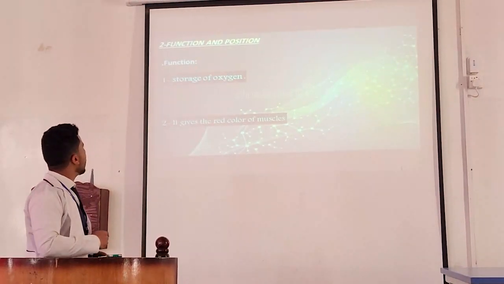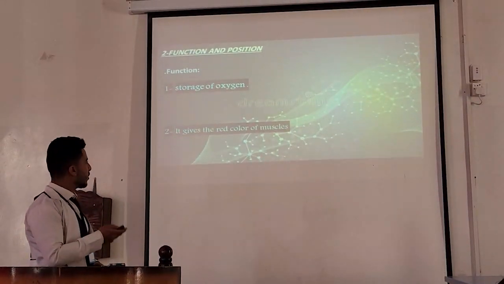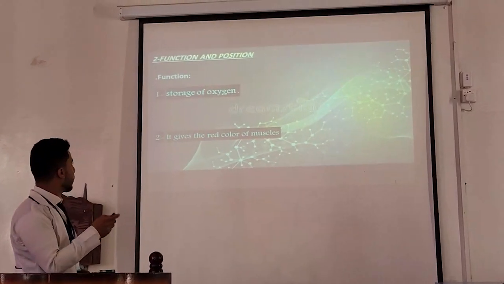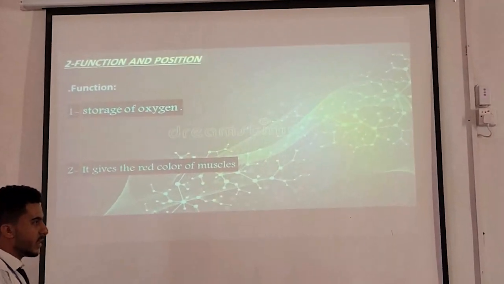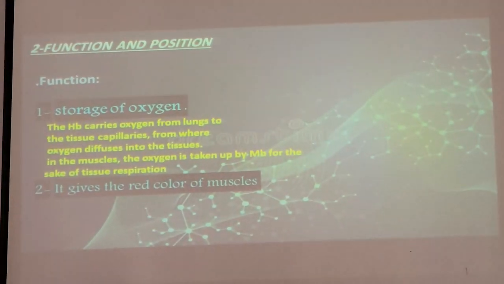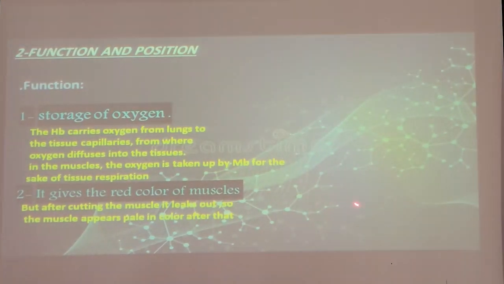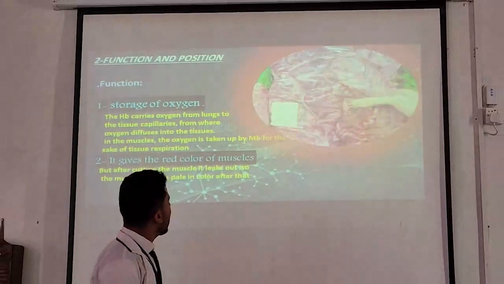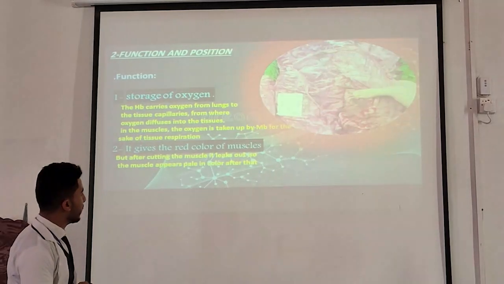Function and position of myoglobin. As you know, it has just 2 functions: storage of oxygen, and giving the red color to the muscles. Storage of oxygen: when the oxygen diffuses from the capillaries to the tissues, it is taken up by the myoglobin for the sake of tissue respiration. Number 2, it gives the red color to the muscle. So when we cut the muscle, the myoglobin leaks out from the muscle, as in this picture. This is not blood, not hemoglobin, but myoglobin.